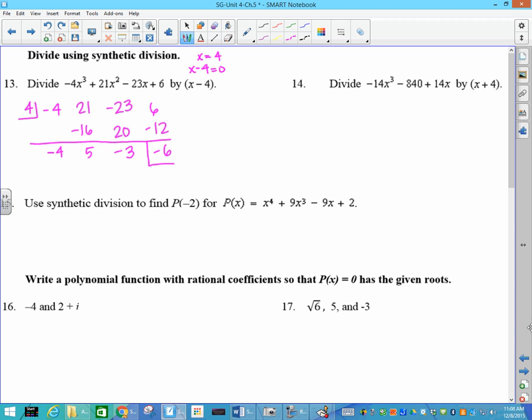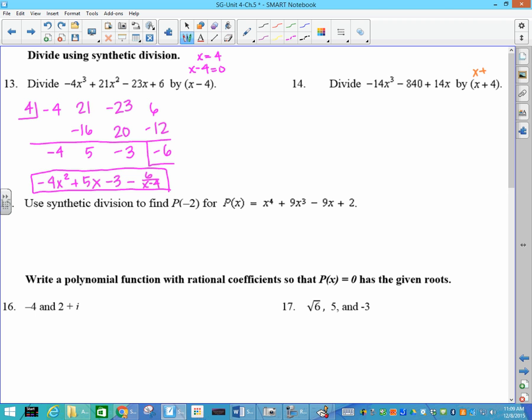So what am I going to write in my answer blank? These are the coefficients of a now second degree. So I'm going to have negative 4x squared plus 5x minus 3, and then minus 6 over, this is my factor, so it's over x minus 4. Okay, look at the next one.